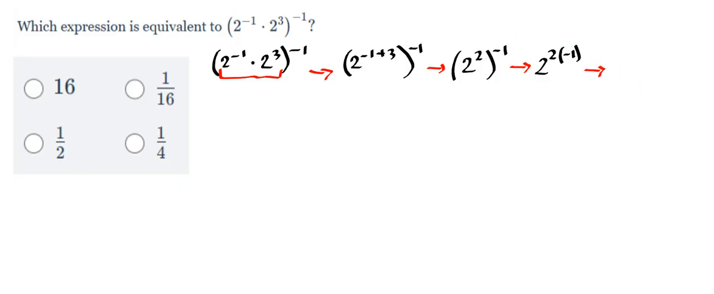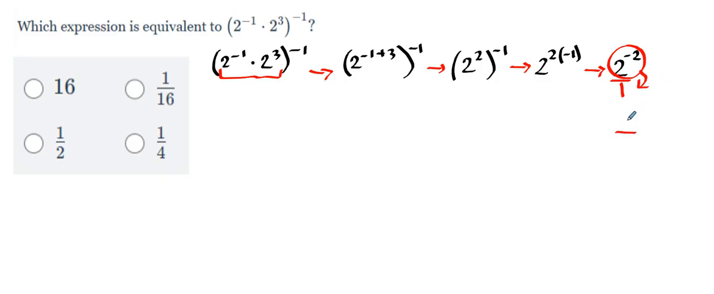And we're nearly done. So I've got 2 to the power of 2 times negative 1, and that's going to simplify to 2 to the power of negative 2. We don't see that answer there, so we're going to go a step further now. What I'm going to do is make 2 to the power of negative 2 a fraction by putting it over 1. And then my goal is I want to move this base 2 with exponent of 2, from the numerator to the denominator.